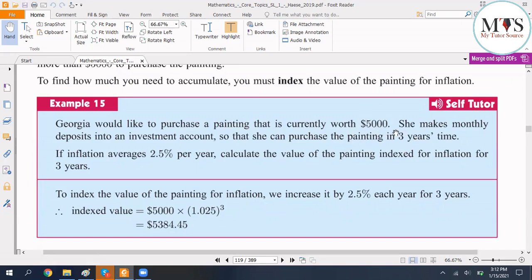So let's say you buy this painting for 5,000 and you calculate the value of the painting indexed for inflation for 3 years. So you are trying to calculate the value of the painting once inflation has occurred and it's adjusted according to that. They have given the inflation average to be 2.5% per year. Now, why in the question they have written 1.025 is because we have this amount initially, right? And we're adding this change 2.5% to that initial amount to get a new rate, right? Do you get it?